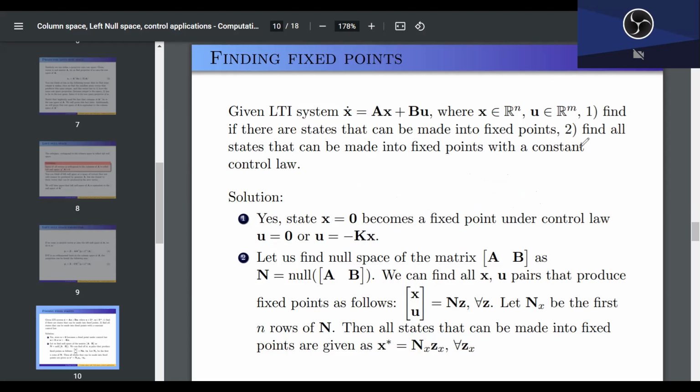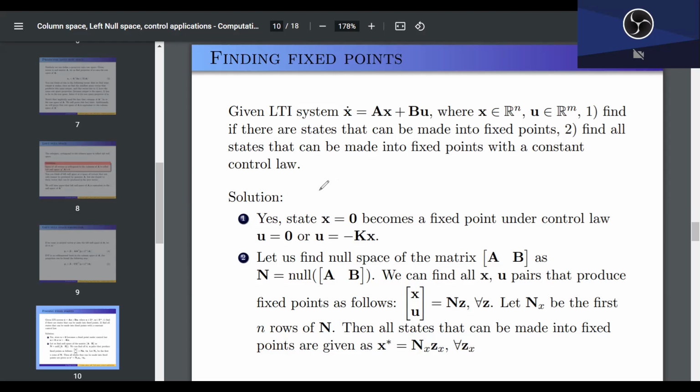Now let's find all of them, all of the states that can be made into fixed points. Sorry, sir. If you are multiplying K by x and x is 0, so why this minus? Just because it's a typical feedback? Minus 0 is equal to 0, right? Yes, sir, but why is it not plus Kx, or plus minus Kx?